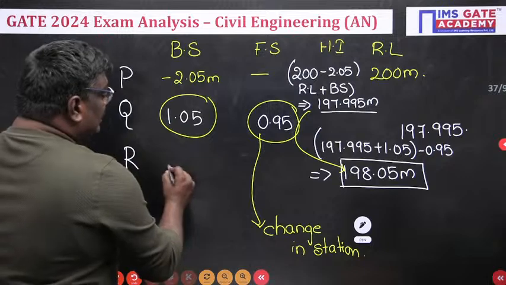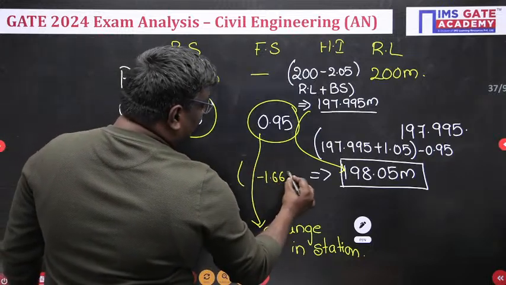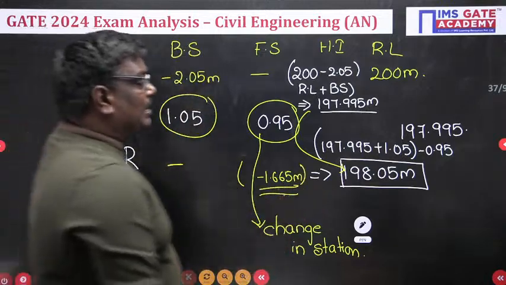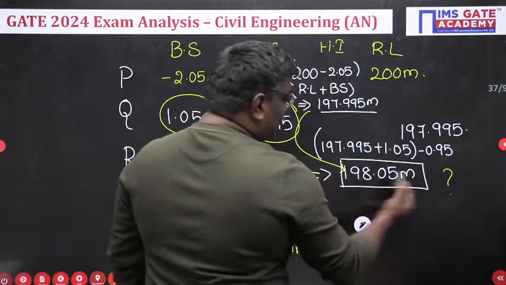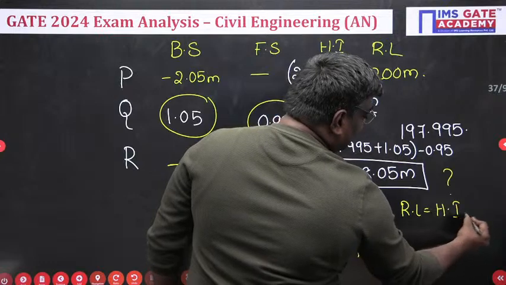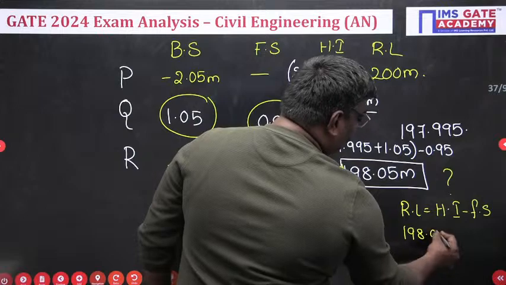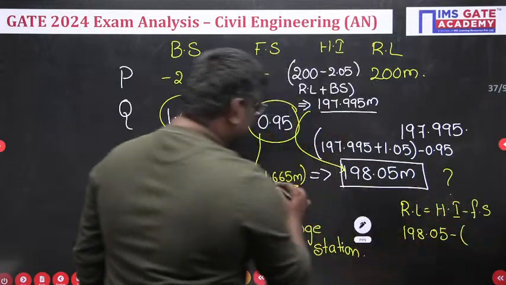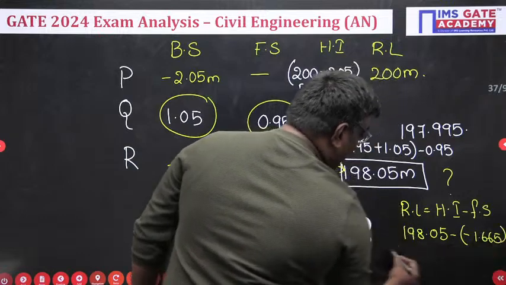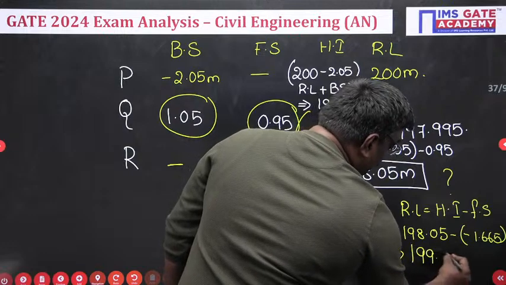Now here they have given foresight as minus 1.665 meter. What RL are they asking at this point? RL of any point is equal to height of the instrument minus foresight. So you can write height of the instrument, 198.05, minus minus 1.665 meter. If you solve this, you will get a value of 199.705 meter.